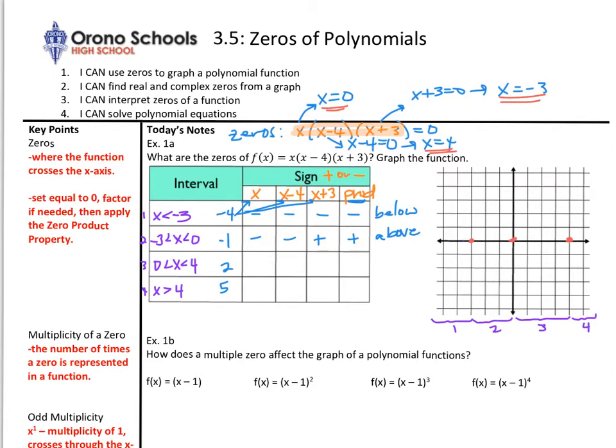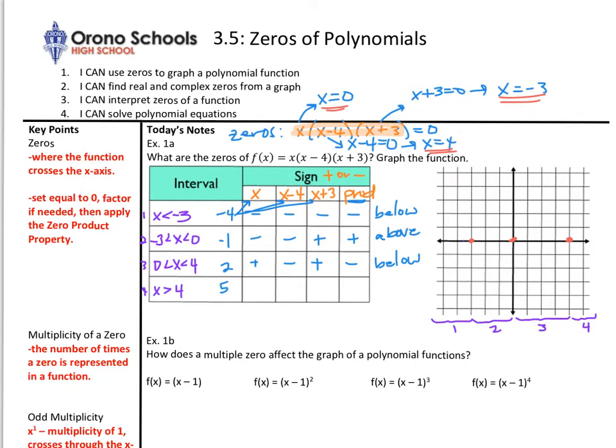Between 0 and 4, we picked +2. Plugging that in for x, that's a positive output. Plugging that in for x minus 4, 2 minus 4 would be -2. That's a negative output. 2 plus 3 would be +5. If we take a positive times a negative times a positive, we're now back below the x-axis. So the graph is just going up, below, above, below, and so on. It's going to kind of alternate for this pattern.